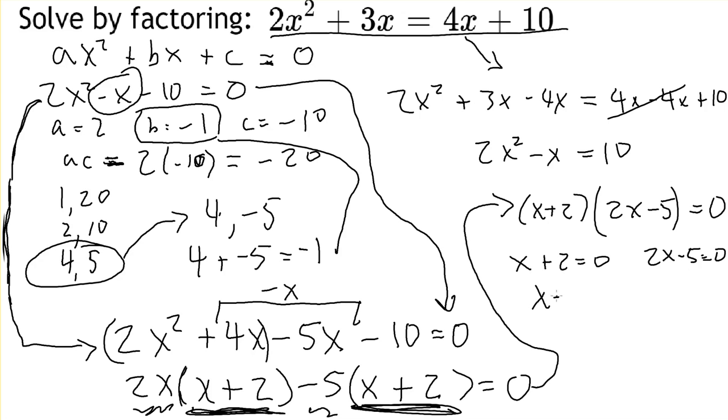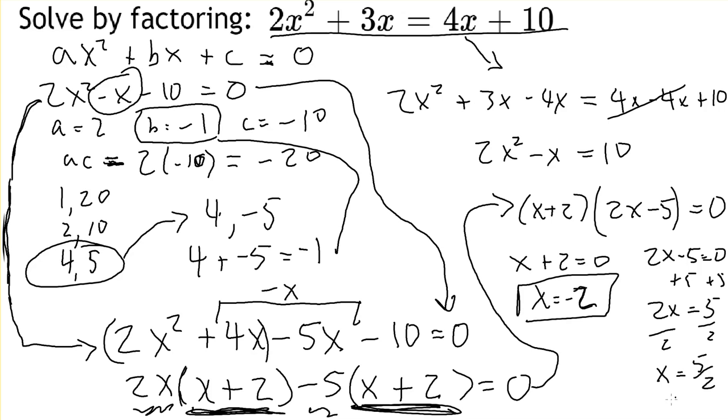And I get x equals negative 2 by subtracting 2 from both sides. And then if I add 5, what do I get? 2x equals 5. And then divide by 2, divide by 2. I get x equals 5 halves. All right? So those are my two solutions. Okay? That's it. Hope that made sense.